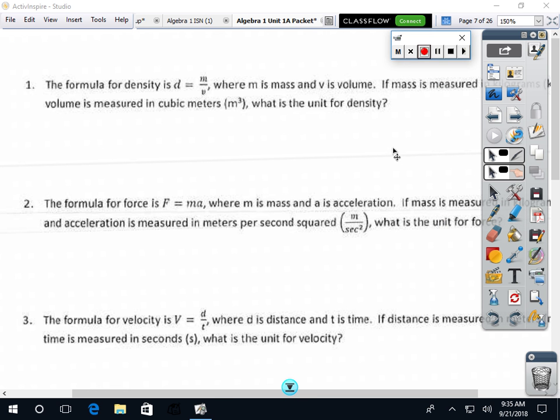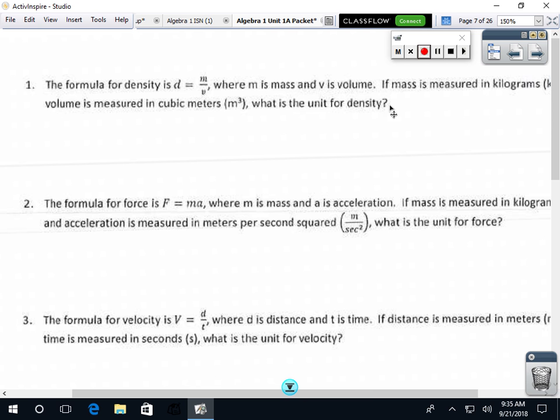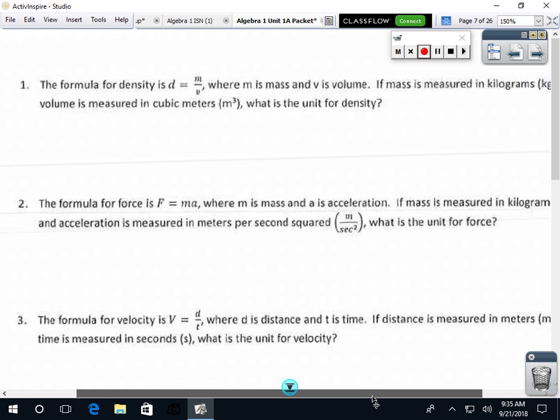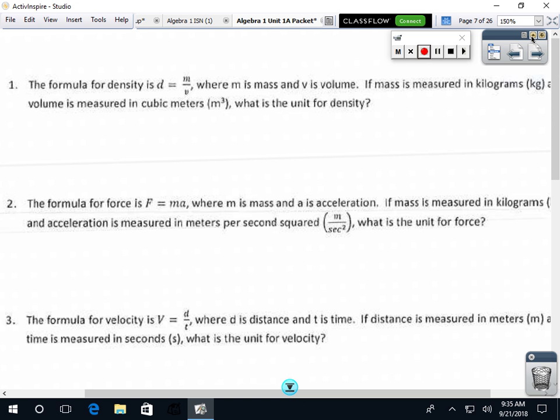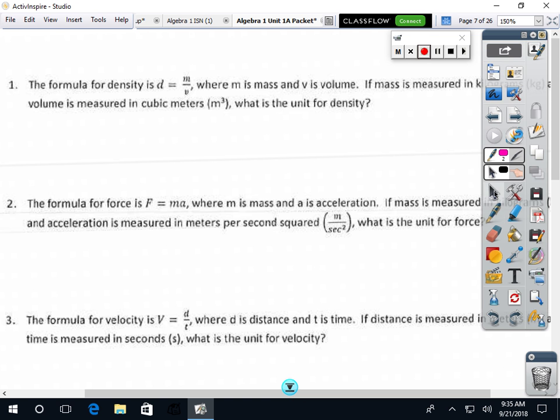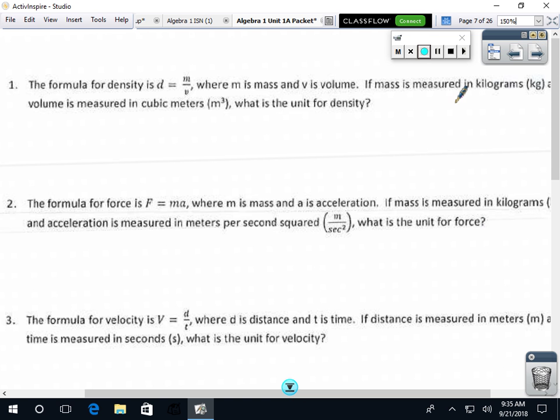All right, the formula for density is D equals mass divided by volume, where M is mass, which I just said, and V is volume. If mass is measured in kilograms and volume is measured in cubic meters, what is the unit for density? Now, I know this seems difficult, but it's actually very easy. All you're doing is taking this equation that they gave you for density, and they want to know the unit for density. So all you're doing is replacing the letters with what they're measured in.